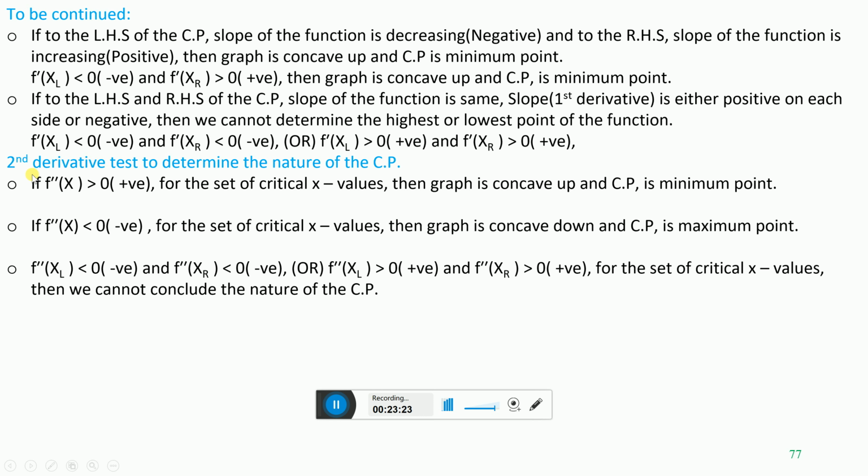And second derivative test. In the second derivative test, if the second derivative for the set of x value is positive, the graph is concave up and the point is a minimum point. Second condition, if the second derivative for the set of x value is negative, then the graph is concave down and the point is a maximum point. And the third, if the second derivative is equal to 0 for the set of x value, then we cannot conclude about the nature of the critical point.